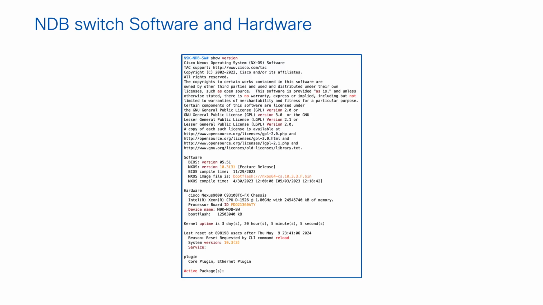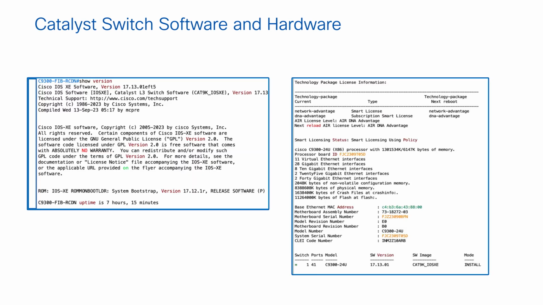Once we get the raw packets from the catalyst, we create a connection, and this particular connection is created on the Nexus 9K, which is an NDB switch in this case. And here is the software and the hardware that we use to do the tap aggregation policy. And here is the catalyst switch hardware and the software that we used for this demonstration.